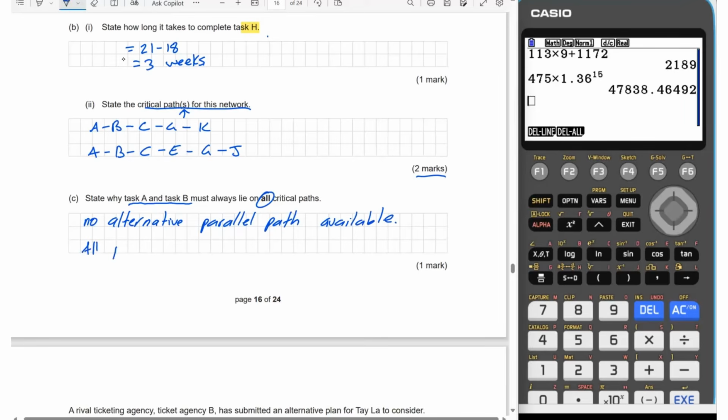All paths must then include A and B. So we'll go with that.